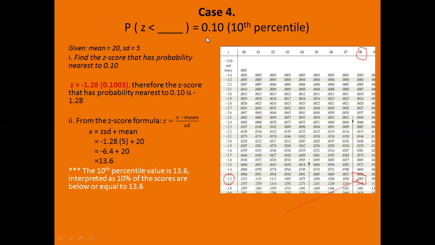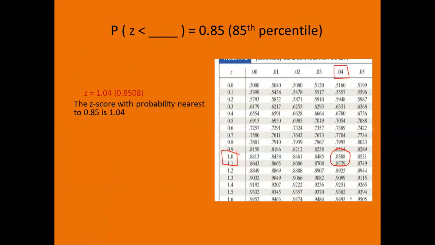Okay, let's go to the last case. This time we're looking for the probability. Another example pala. Another example would be less than 0.85. Okay, so that's 85th percentile. So, we're looking for the standard score that has probability nearest to 0.85. So hanapin natin ulit dun sa table. Ito po yung pinakamalapit na, probability 0.8508, pinakamalapit sa 0.85. So again, we look for the intersection na standard score, that's 1.0 tapos 0.04. So you get the intersection of that, makukuha po natin is 1.04.